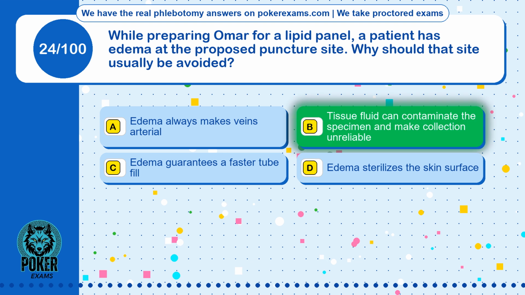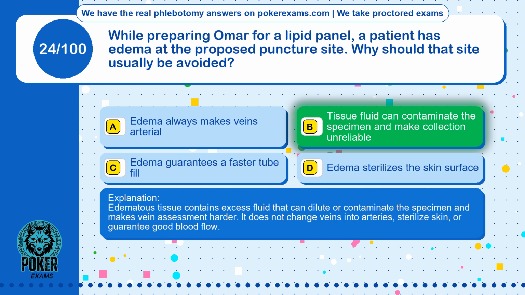The correct answer is option B. Tissue fluid can contaminate the specimen and make collection unreliable. Edematous tissue contains excess fluid that can dilute or contaminate the specimen and makes vein assessment harder. It does not change veins into arteries, sterilize skin, or guarantee good blood flow.